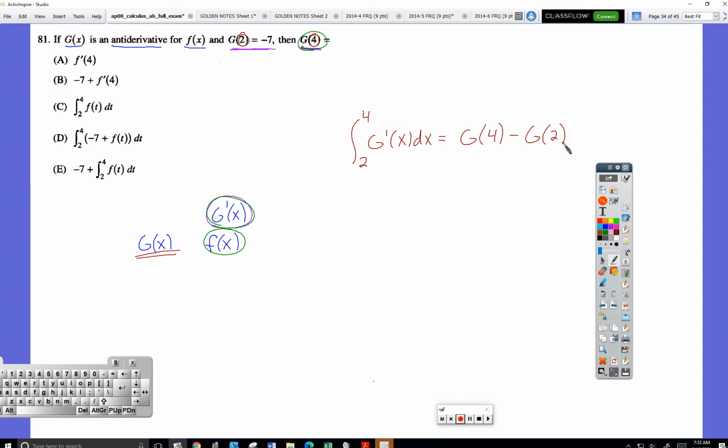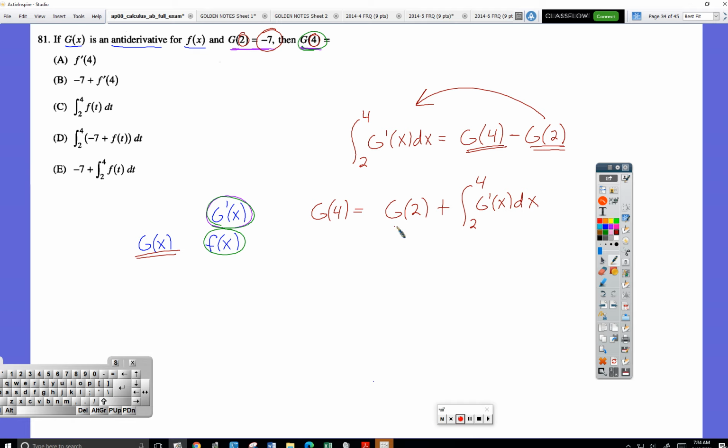Okay, I'm trying to find this. So I just rearrange and say, okay, g of 4 then must equal... g of 2 is given to me, it's -7. So when I bring that over to this side of the equation, this is minus, and I gotta just put it like this, I'm going to mess up. So it becomes this. Okay with that.